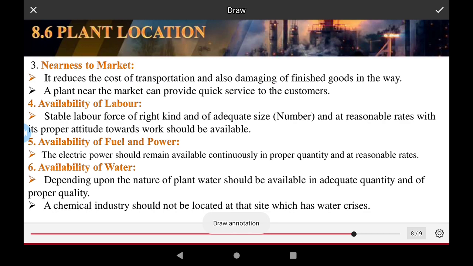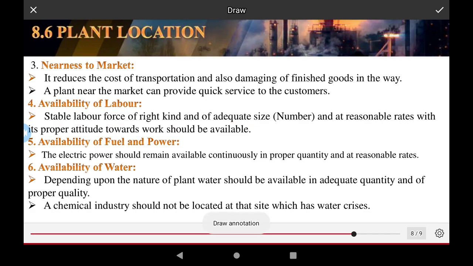The availability of labor. The plant location depends on the labor available in the area, suitable labor force and the right kinds of labor, of adequate number, responsible, with the proper attitude towards work, should be available at the plant.